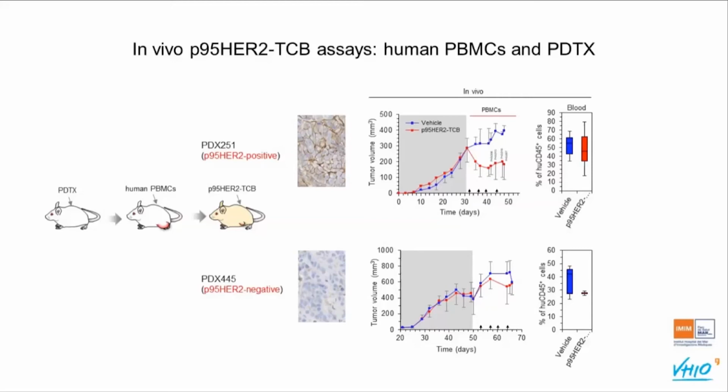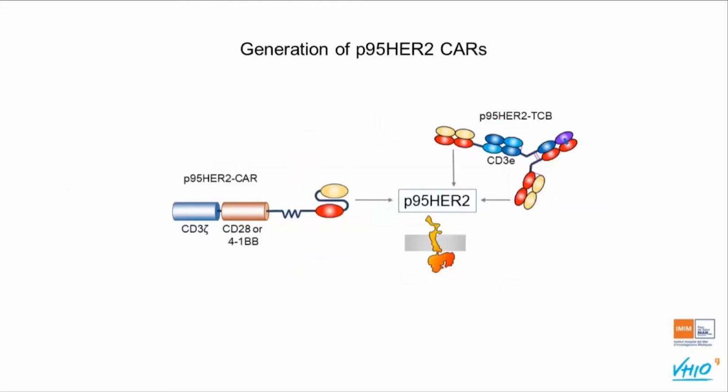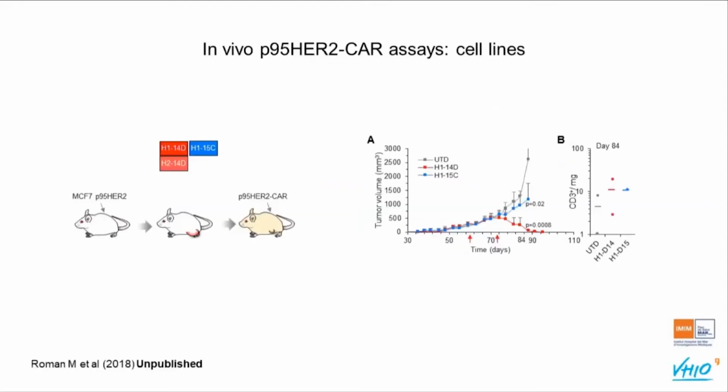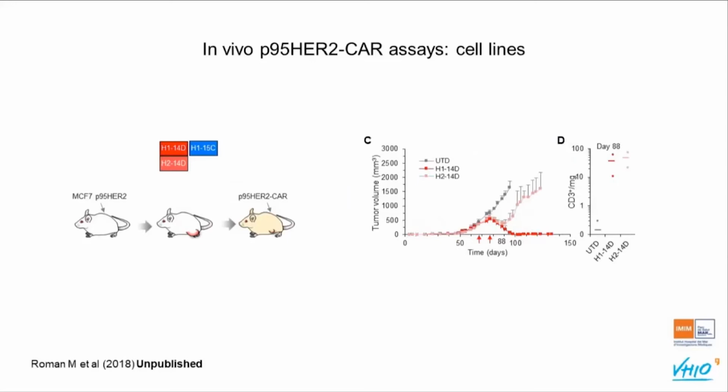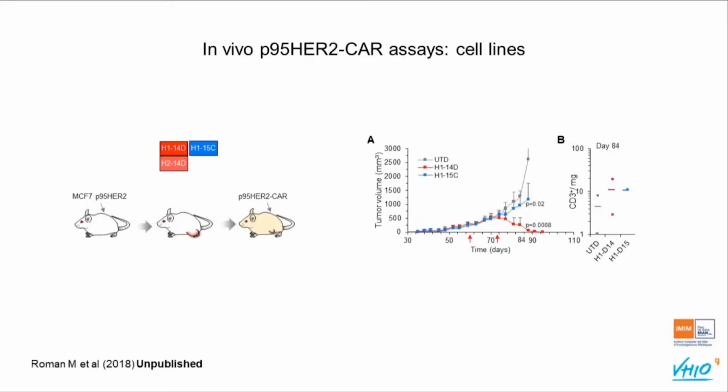So basically, this is a summary of the development of these TCBs. And very recently, we wanted to expand this field of research by generating, in addition to TCBs, CARs against P95 HER2. And also we are very interested in modeling these CARs in our preclinical mouse models. So basically the idea is similar. We took a bunch of P95 positive antibodies. Sorry about this, there's a slide that is missing.